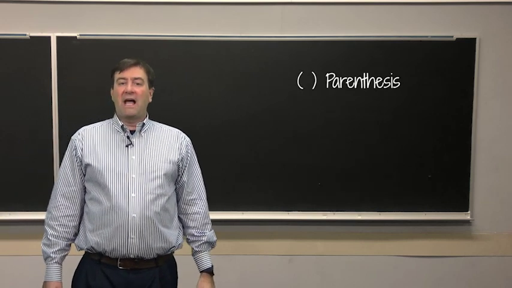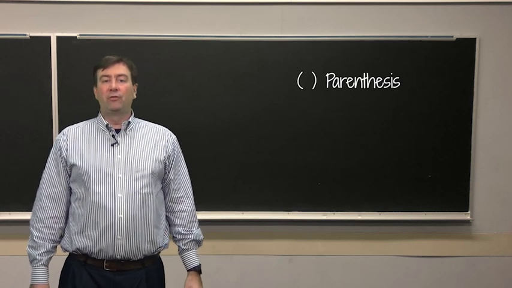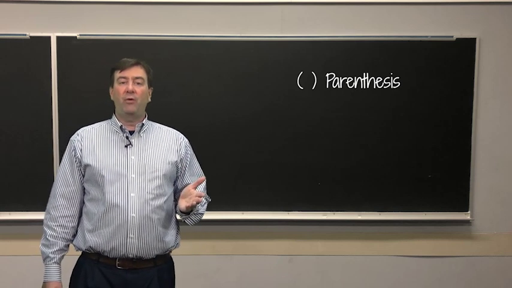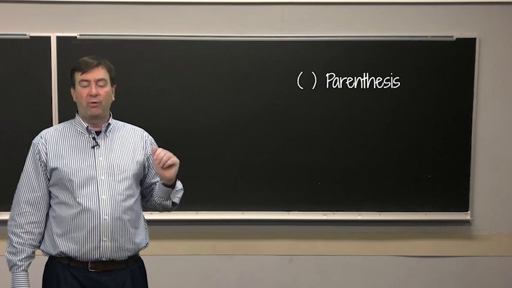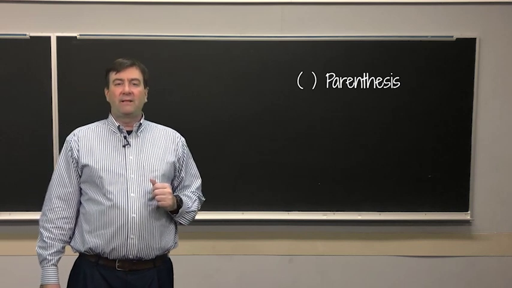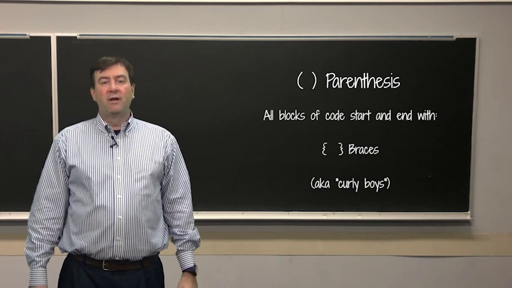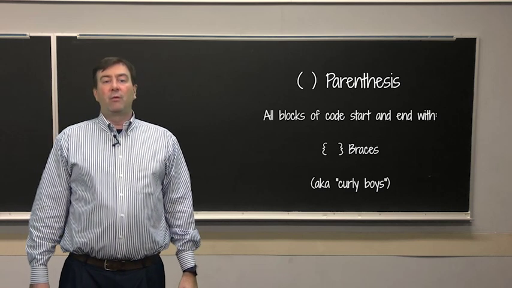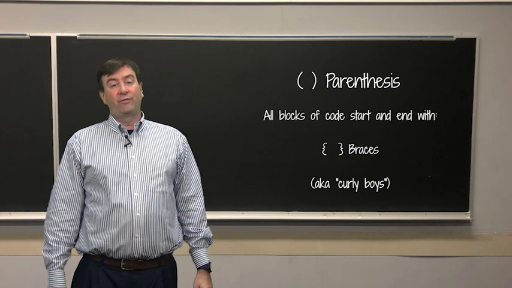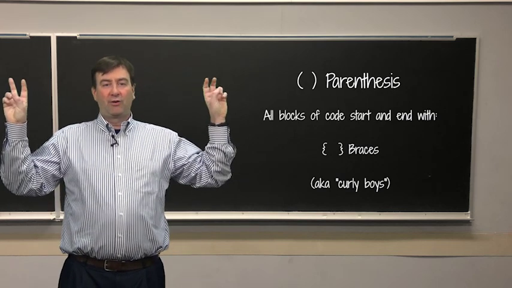The next step is an optional parameter list enclosed in parentheses. If there are no parameters, you just need 2 parentheses. Finally, a method starts a block of code. All blocks of code are enclosed in braces, or in the words of the great Kevin Patton, curly boys.